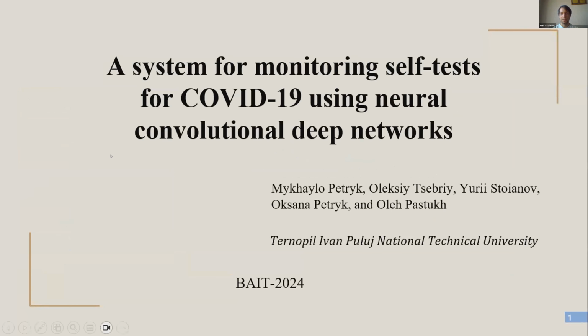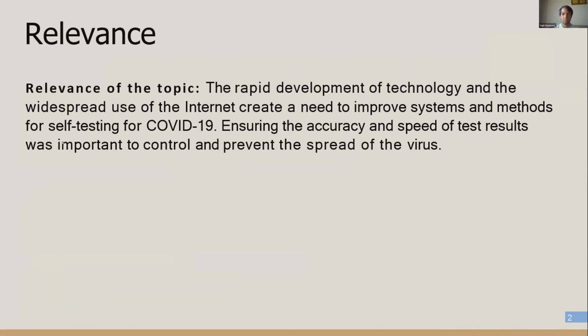Okay, so I'd like to present you research of a system for monitoring self-tests for COVID-19 using convolutional deep neural networks. The rapid development of technology and the widespread use of the internet create a need to improve systems and methods for self-testing for COVID-19. Ensuring the accuracy and speed of test results was important to control and prevent spread of the virus.